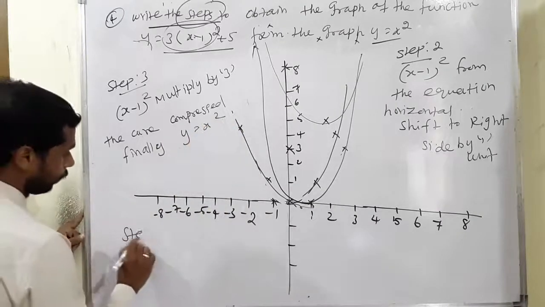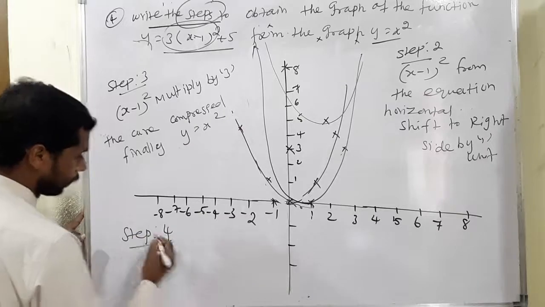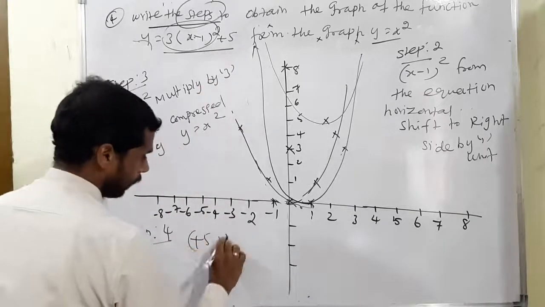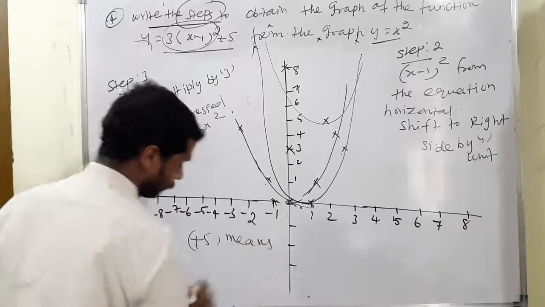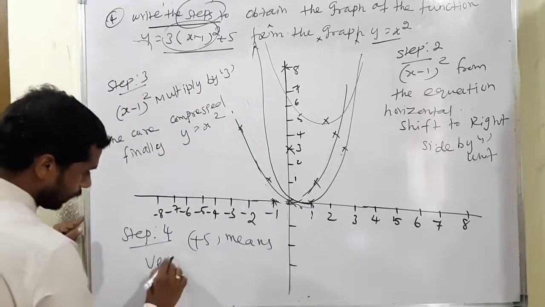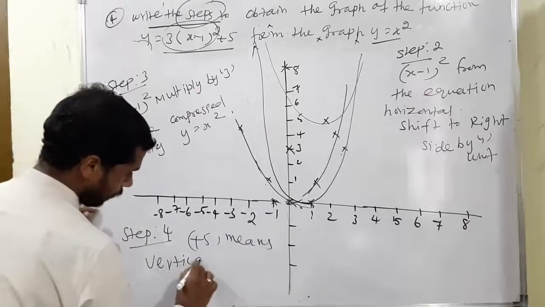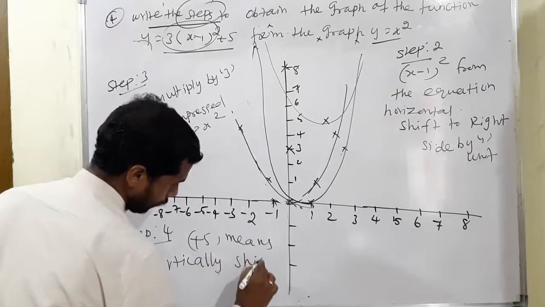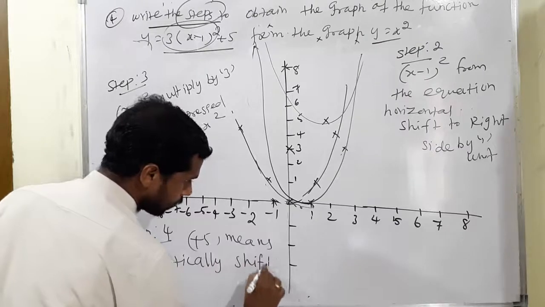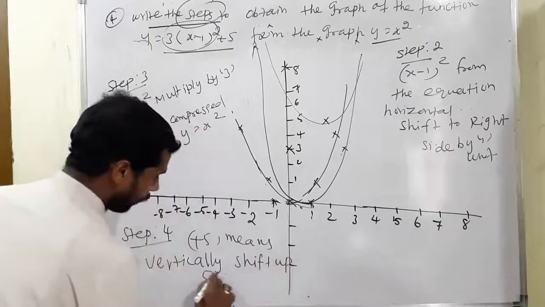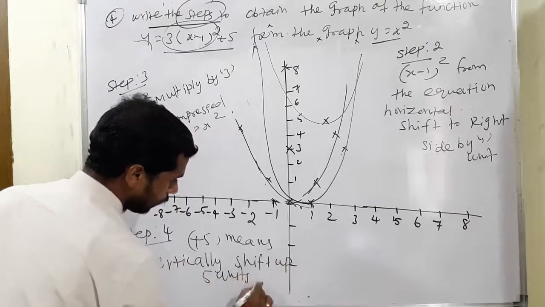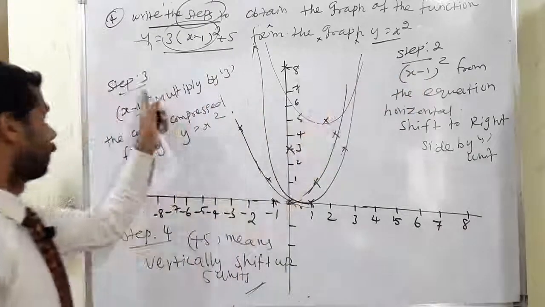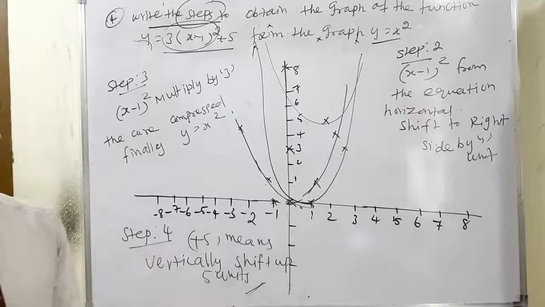Step number 4, the last step, plus 5. So plus 5 means a vertical shift up, isn't it? Shift up 5 units. So 4 steps, okay. Step number 1 I drew, step number 2, step number 3, step number 4. Okay, I will continue with the next question.